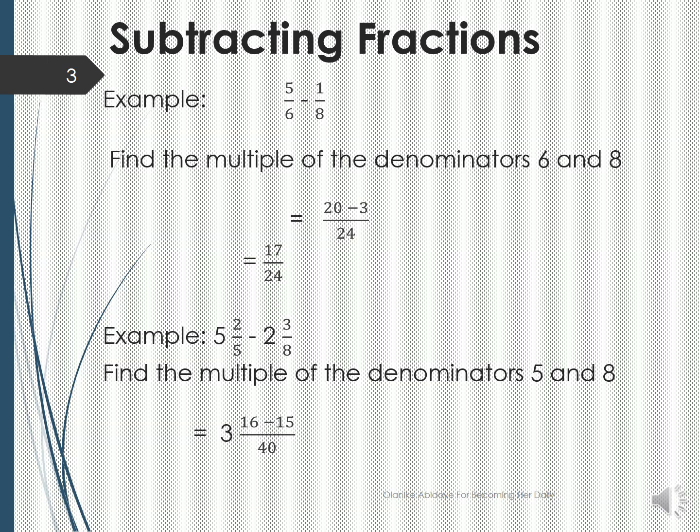And that's why we have 3 whole number. 16 minus 15 will be 1 over 40. And that means our answer will be 3 whole number, 1 over 40. There's nothing we can do further, then we leave the answer like that.